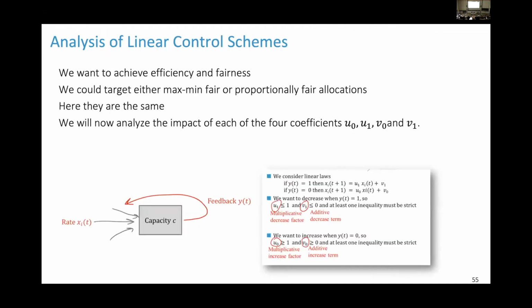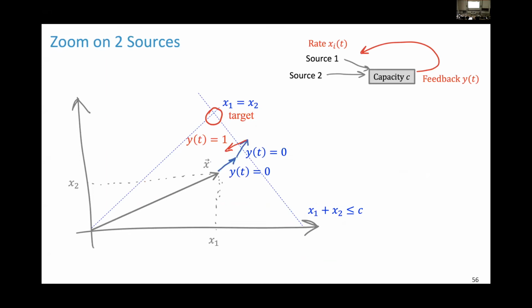Now let's see how we can choose these 4 coefficients for our linear law, because we want to be maximally efficient and target some form of fairness, the maximum fairness or proportional fairness. Well, first, let's see what the moves are. So let's define the problem specifically. Let's zoom in on the case that we have only 2 sources. Here I'm plotting the rate of x2 on the y-axis and the rate of x1 on the x-axis.